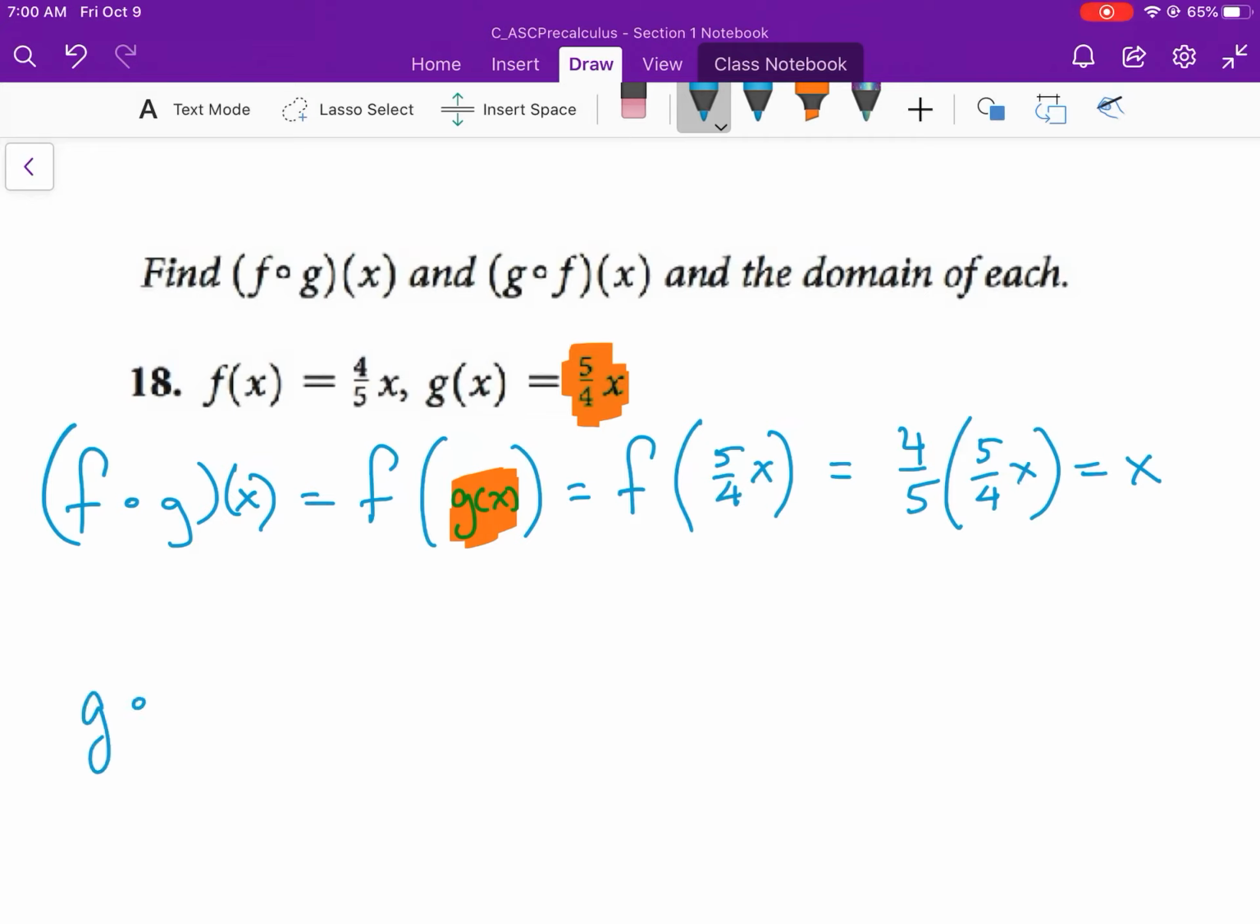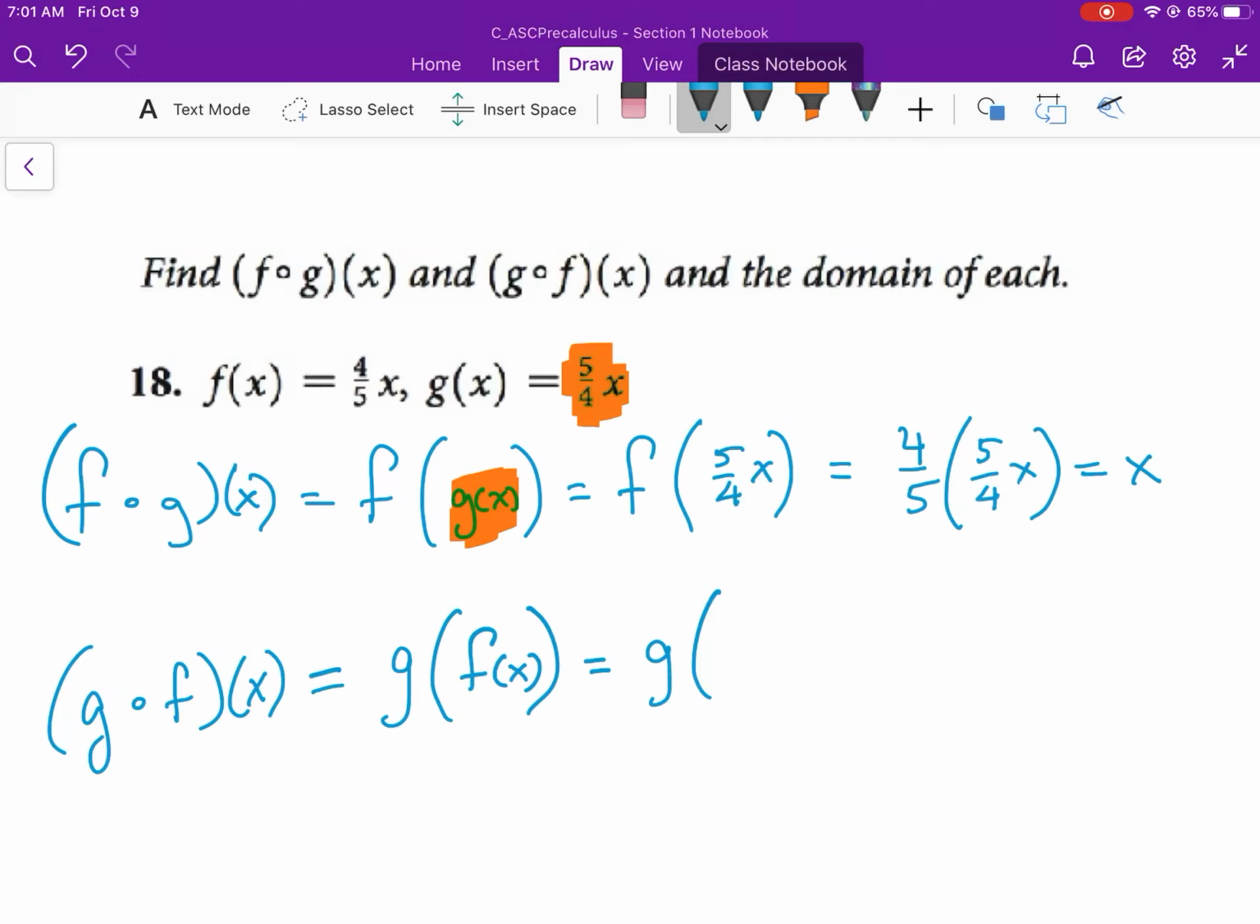Okay, so g of f of x. What this says, just FYI, is that if this next one works the same and gives me x, that means f and g are inverses of each other, which you might have suspected when you had reciprocals in front. So let's see if this gives us x, then we have an inverse. If it doesn't give us x, then we don't have an inverse. Okay, so now I'm doing g of f of x.